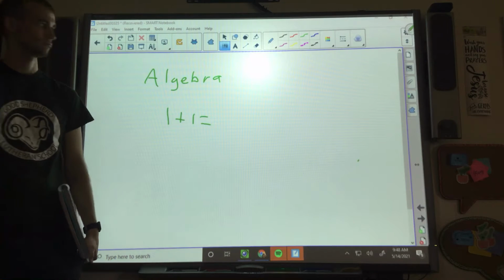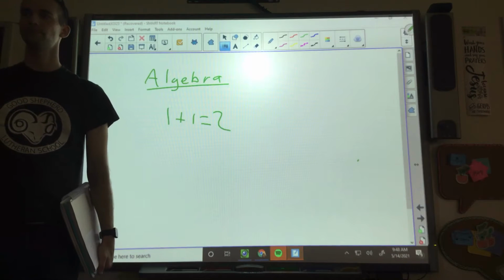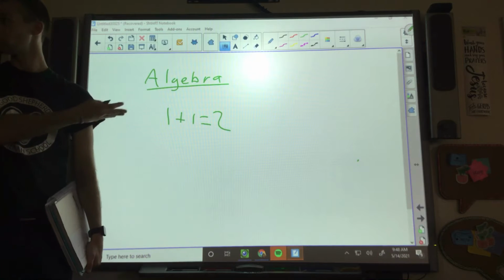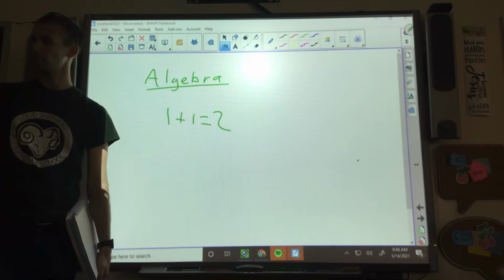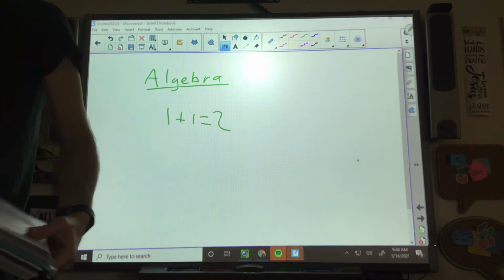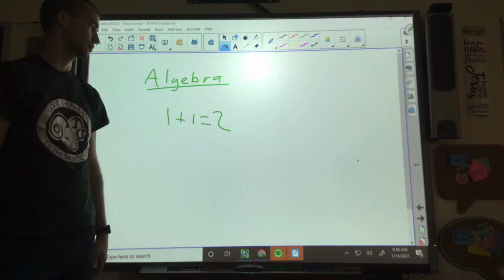1 plus 1 equals 2. Congratulations, you guys all know how to do algebra. You know what 1 plus 1 is, right? Yeah, 1 plus 1 is 2. That's algebra. All algebra is manipulating numbers. It's just manipulating numbers, trying to see what things are at.